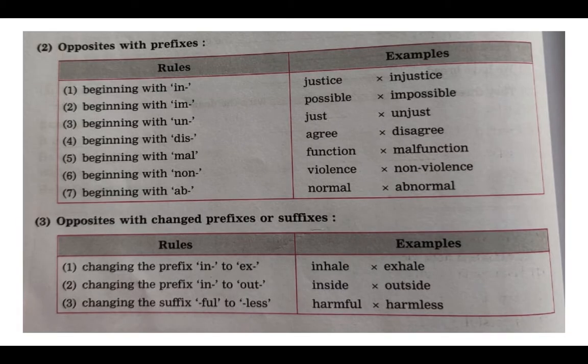Now here there are certain very easy rules on how to add the prefixes. For in you have justice, injustice. Let's go to the last one, beginning with ab. You have normal and abnormal. So just by adding that prefix, you can make it into the opposite word. Similar with the suffix, you can add full and less. For example, harmful becomes harmless, careful becomes careless. So you need to be able to understand what is an antonym and what is a synonym.